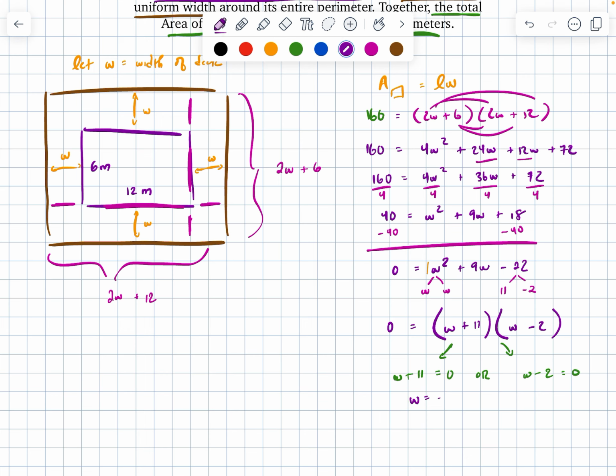If W plus 11 is 0, subtracting 11 from both sides, once again, I'll skip this step of showing my work here. I trust that you know how to solve these one-step linear equations by now. On the right, W minus 2 is equal to 0, adding 2 to both sides would get me that W equals positive 2. Now, these are, of course, my two answers, but I know that width cannot be negative. W cannot be negative 11, so 2 meters is going to be the width of my deck.